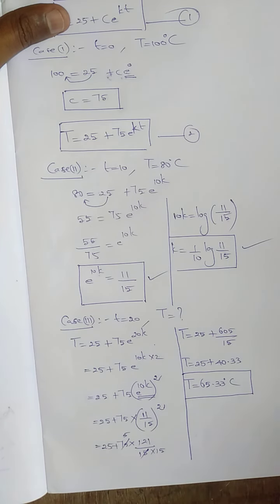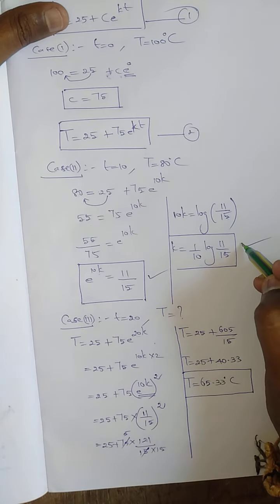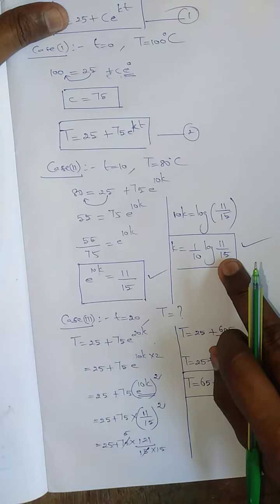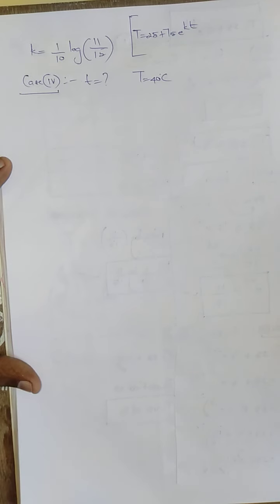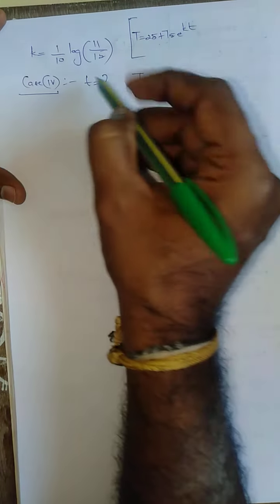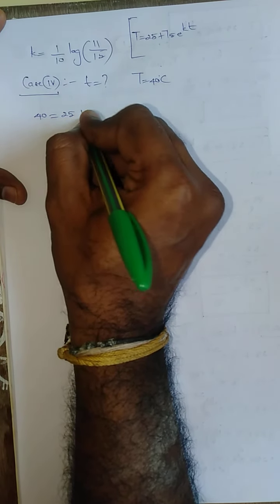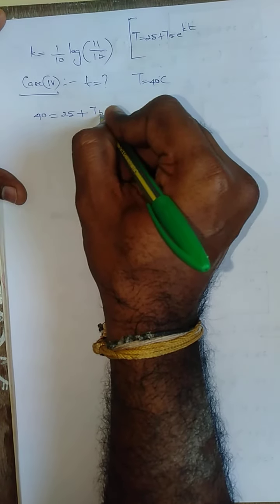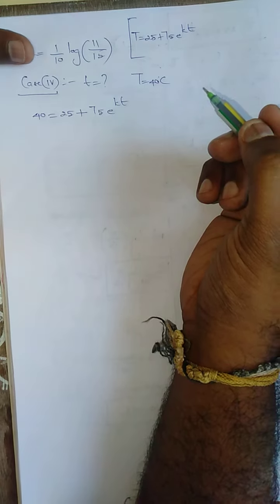Next I want to move to the second subdivision. In the first subdivision I used e power 10k. For the third case I use this one, and for the fourth case I want to use this one. This is the second subdivision that I need to find. So apply, I have written the k value. This is equation 2. Apply capital T is 40. 40 is equal to 25 plus 75 e power kt. This one I need to find, the t in e power kt.